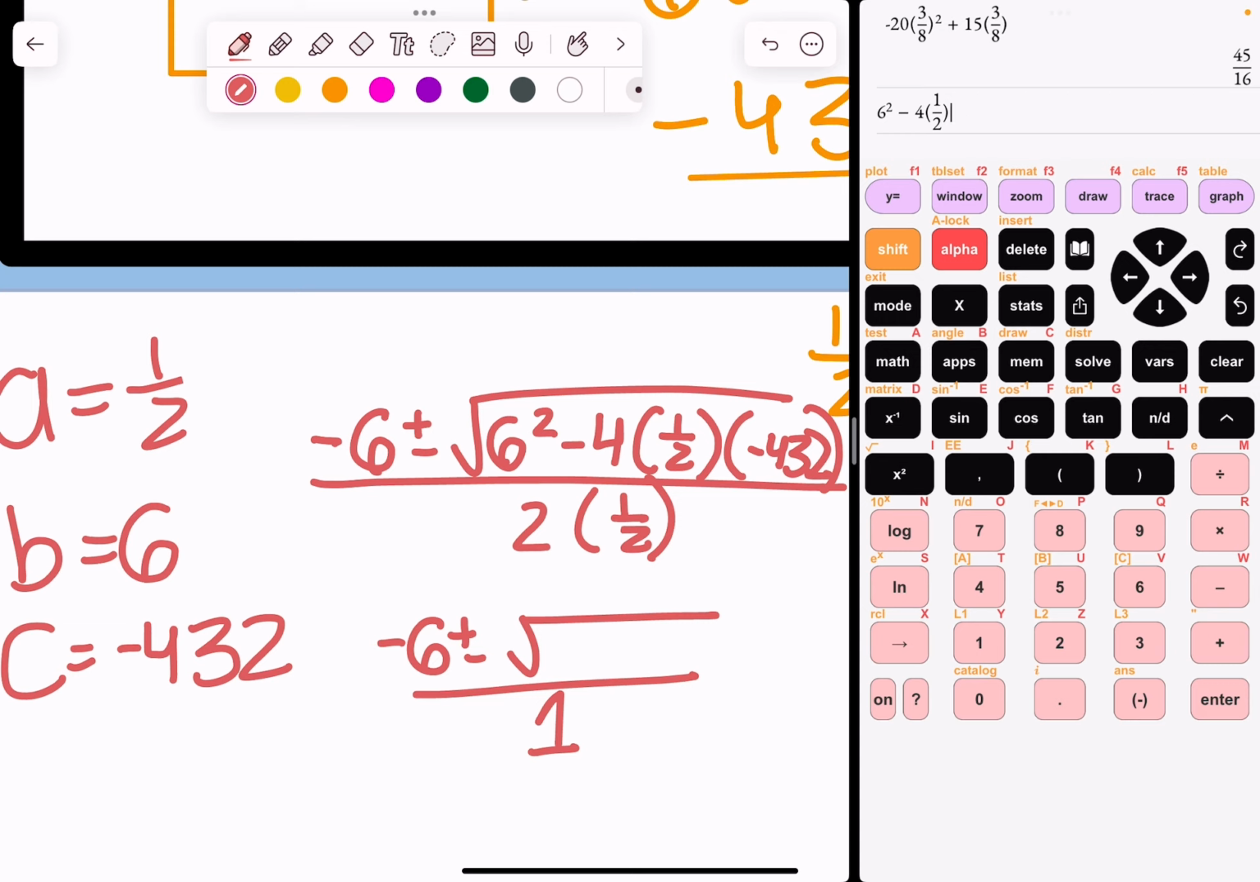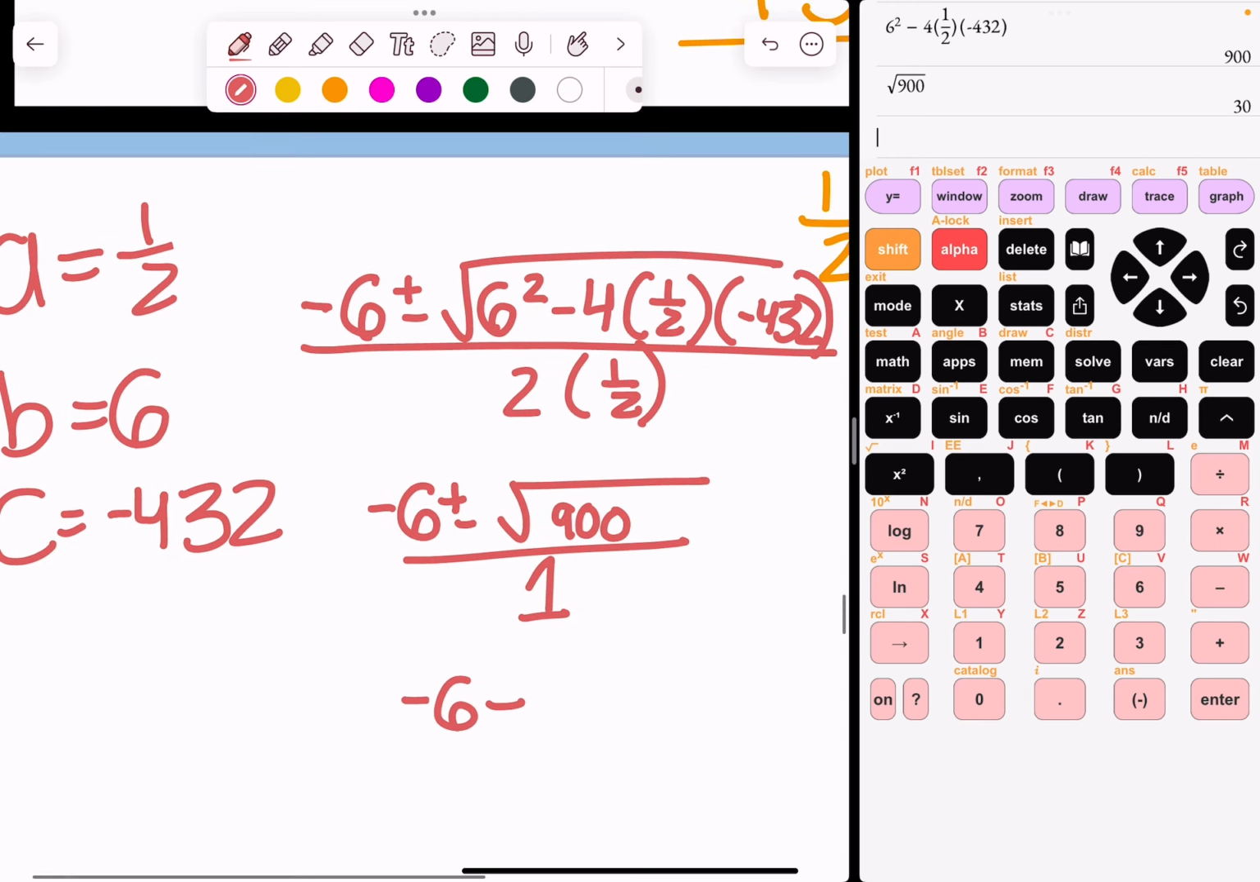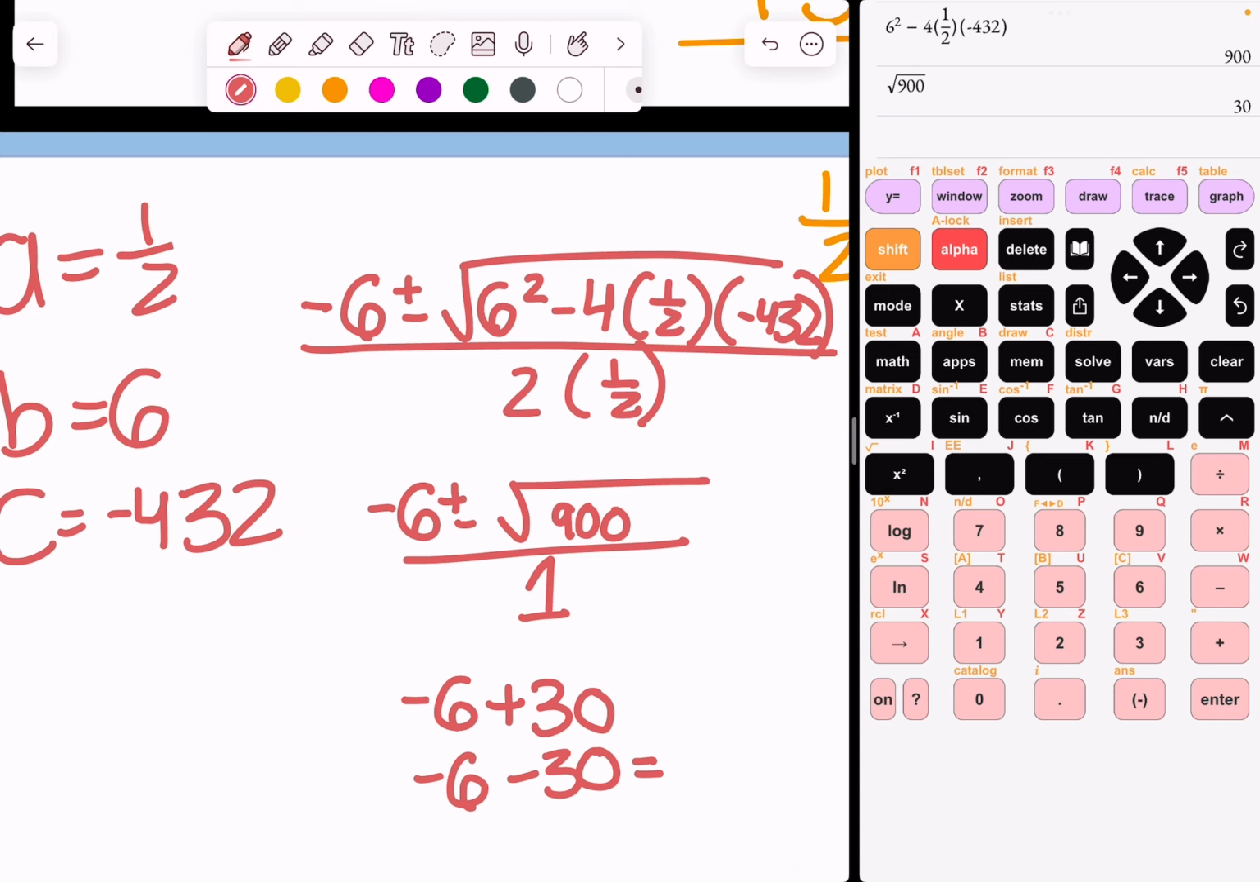Times negative 432, which gets us 900. And what is the square root of 900? 30. So now we're going to have negative 6 plus 30 and negative 6 minus 30. This will give me 24, and this will give me negative 36.